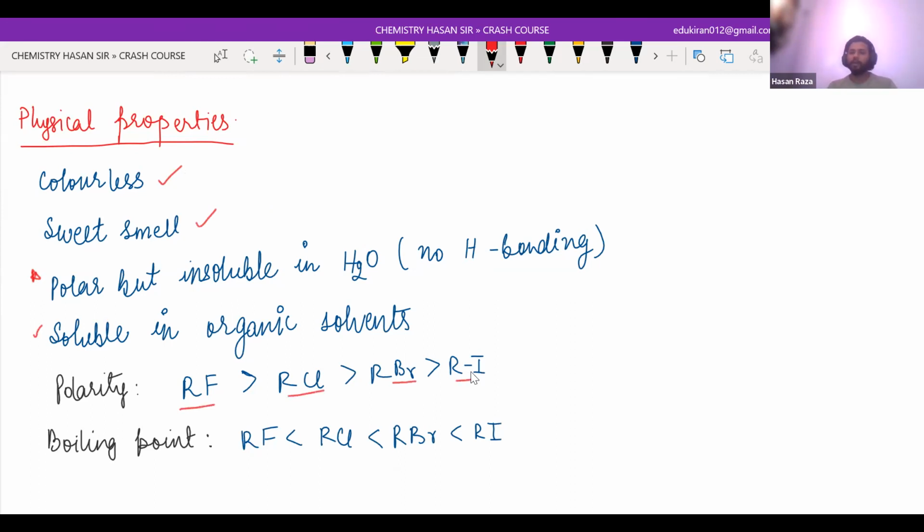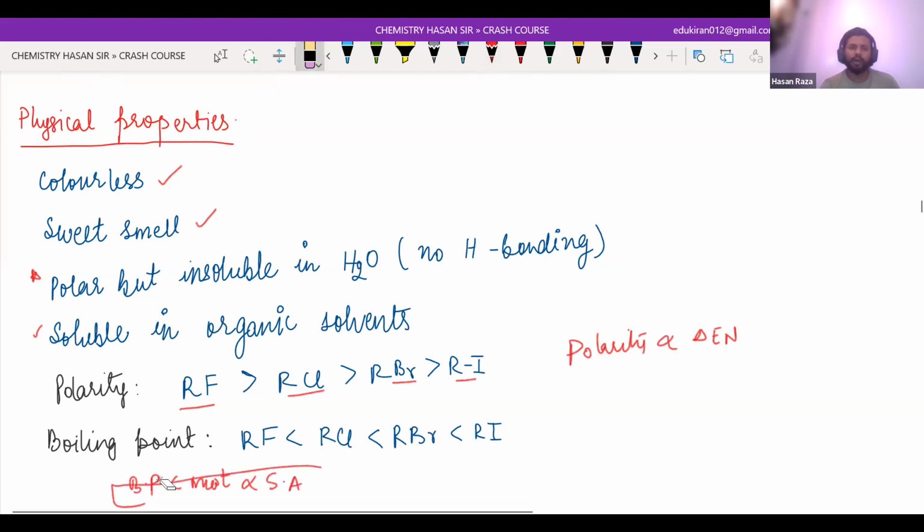This is the polarity order, and polarity is due to the electronegativity difference. And you know that chlorine is the most electronegative. So you can see the polarity is directly proportional to the change in electronegativity. And then boiling point: always remember that boiling point is directly proportional to molecular weight, or directly proportional to surface area.